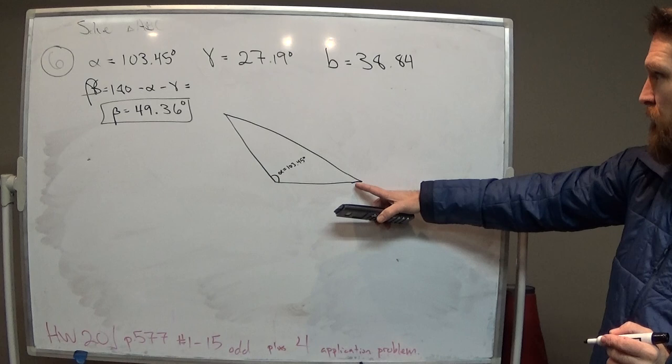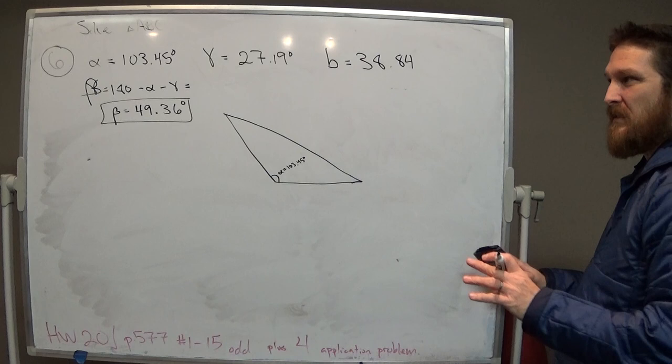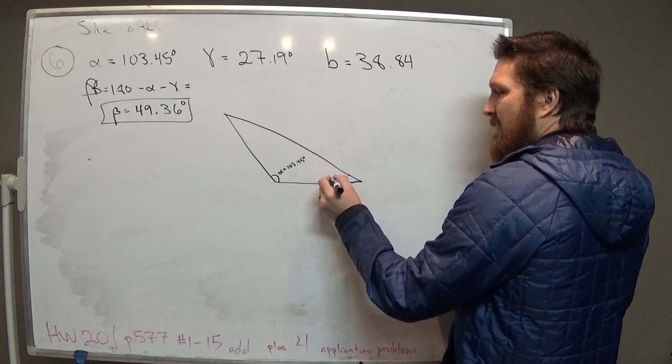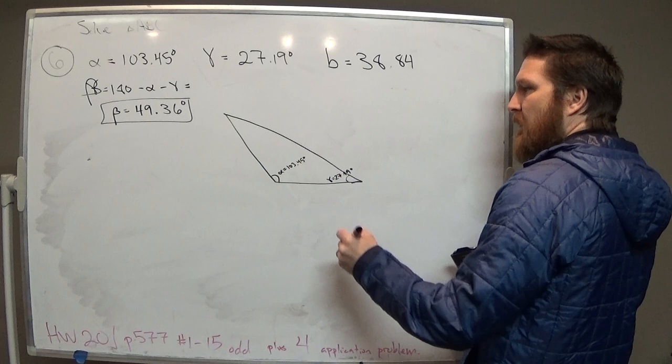Maybe it's just the way I drew it. Again, not that big of a deal, but I do want to try to make this thing look good. So I'm going to make the smaller angle this one. That's gamma equals 27.19 degrees.